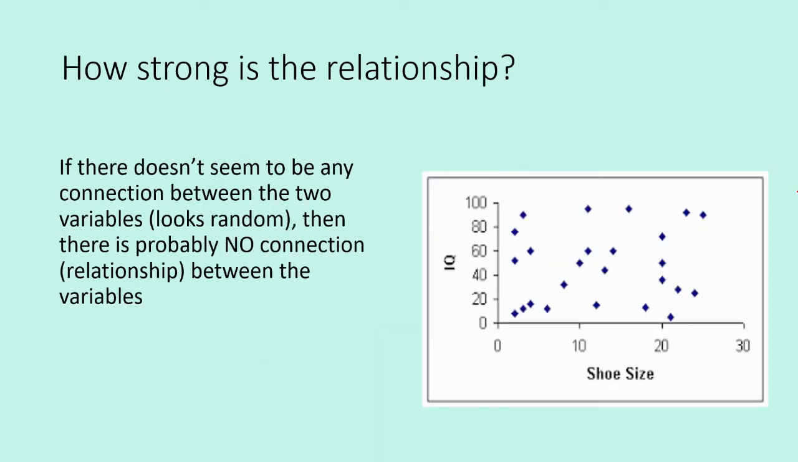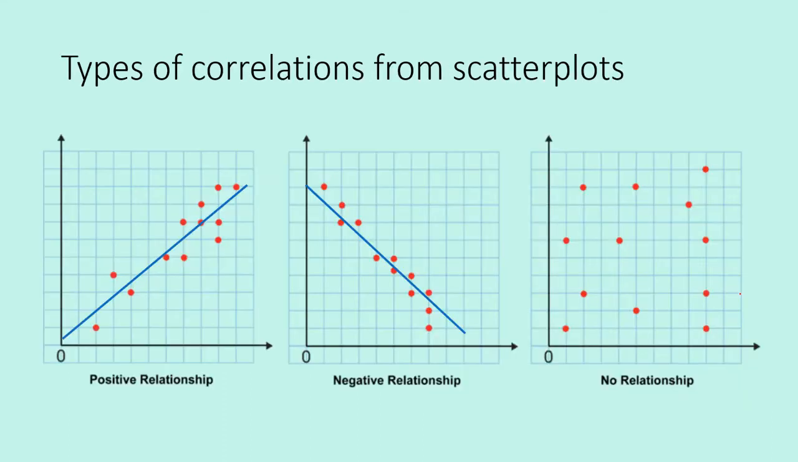If there doesn't seem to be any connection between the two variables, it looks random, then there's probably no connection between the variables. And so this is an example between shoe size and IQ. It's just random. The dots are just random. There's no pattern, no trend that we can see.